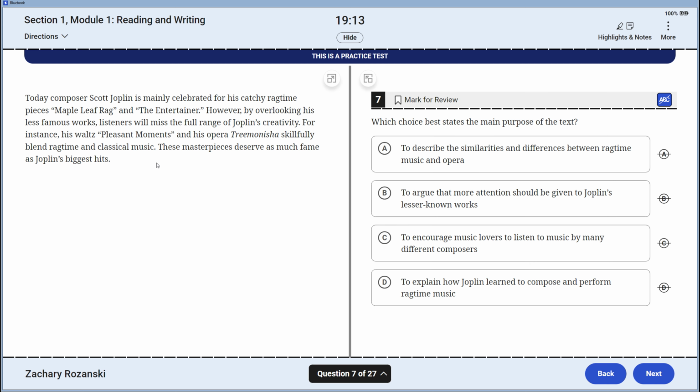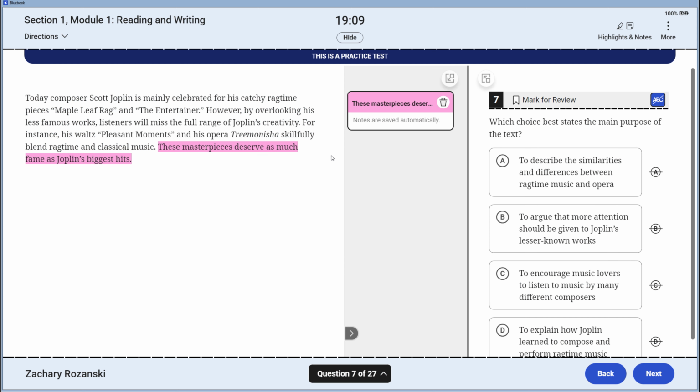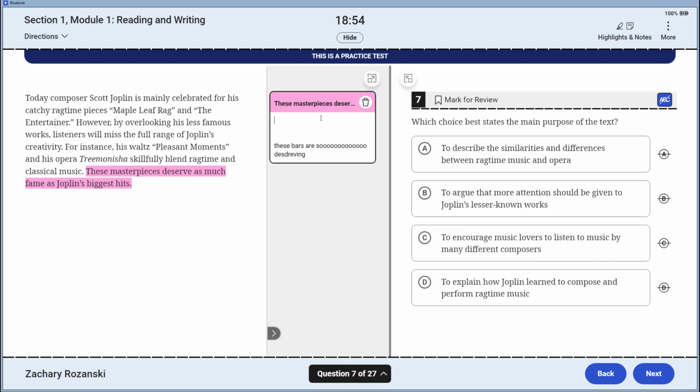7, main purpose. Let's grab the end and then work from the top to the bottom to summarize. These masterpieces, these bars are so deserving. So this is huge. I can tell that. Now let's go to the start and start reading what this text is about.